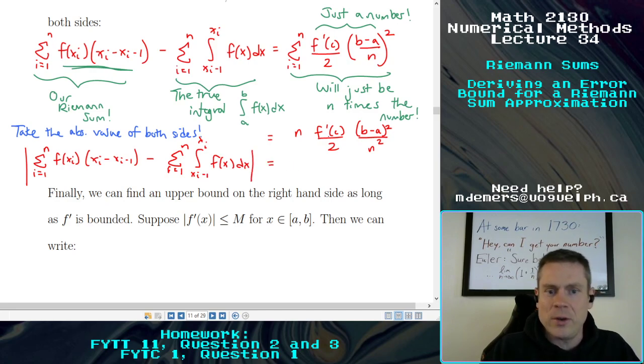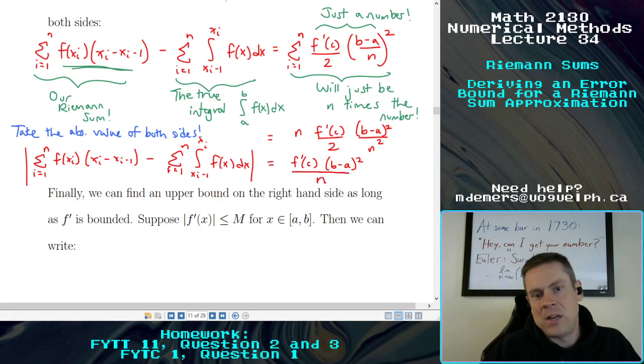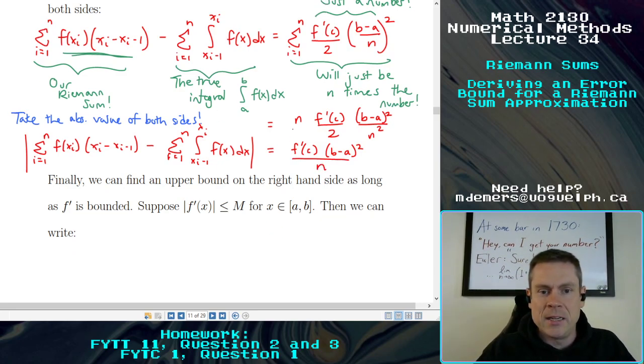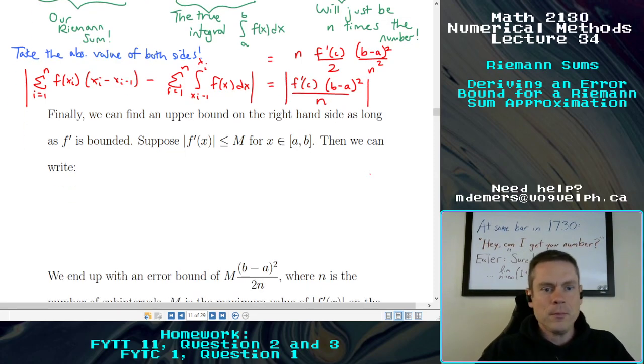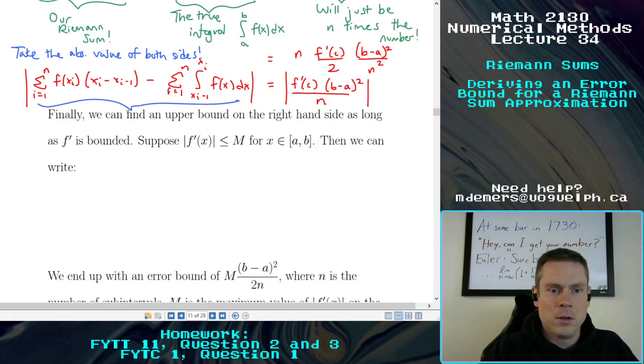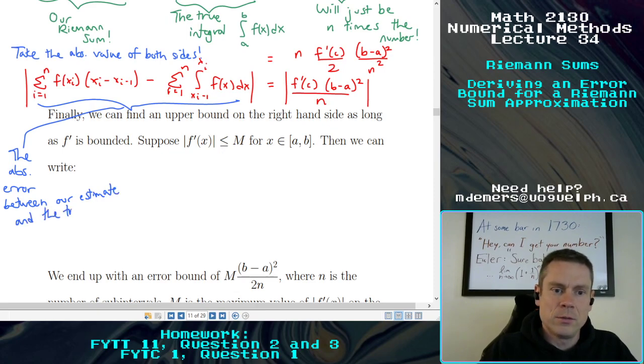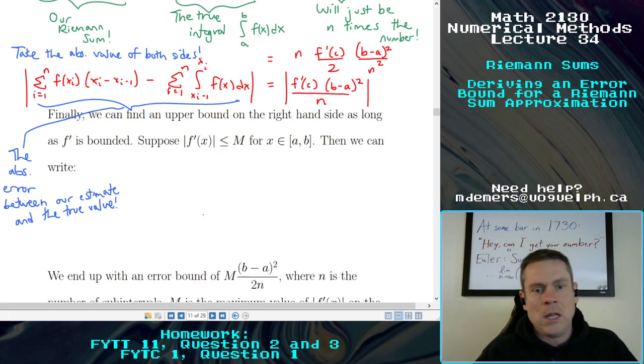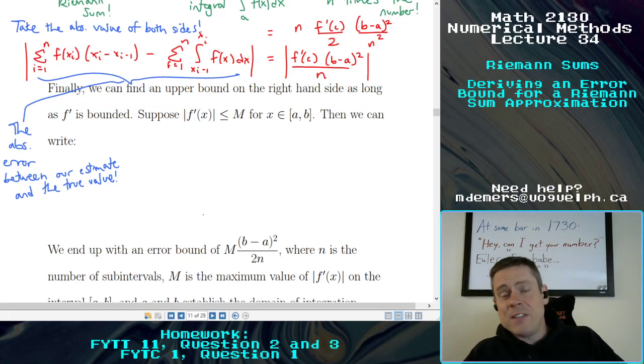Okay, this is equal to, the n's are going to cancel, and we're going to get f prime of c times b minus a squared, with a single n on the bottom. And this is going to be in absolute values. How you want to read this, it looks like a mess, but this is just the absolute error between our estimate and the true value. And so we've basically found an error bound.